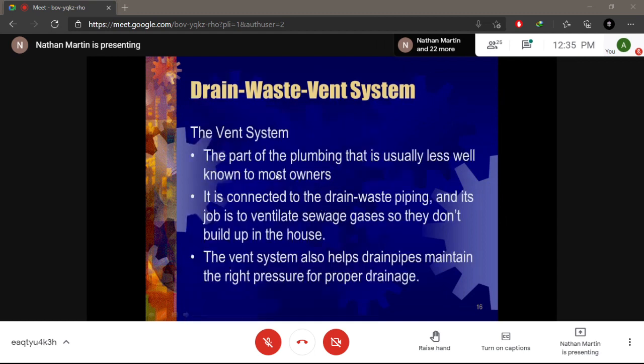All right, the vent system. Now, the part of the plumbing that is usually less well known to most customers, we call it the vent system. So a lot of times persons don't realize that it's there, right, but it plays a critical part. Now, this system is basically connected to the drain waste pipe, right, and its job is to ventilate the sewage gas so they don't build up in the house or the facility. And the vent system also helps drain pipes maintain the right pressure for proper drainage.